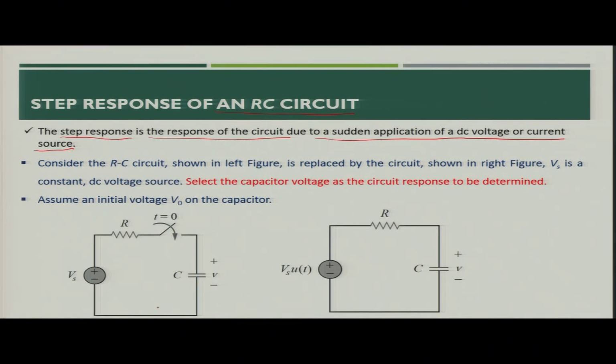Now, let us see the circuit at the left. You will simply switch on the circuit at time t equal to 0. When you switch on the circuit, it will be like the circuit shown in the figure. So, you can simply say that Vs is nothing but the unit step, because this unit step is being defined by the switch. Here Vs is constant because you are applying a constant DC voltage source.